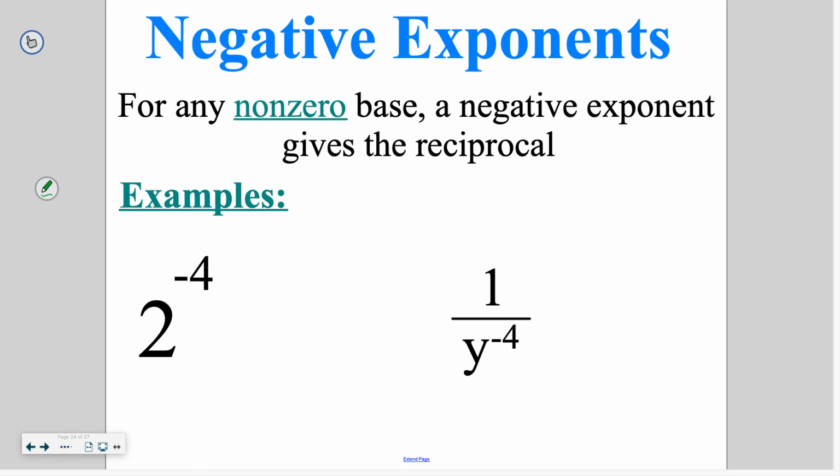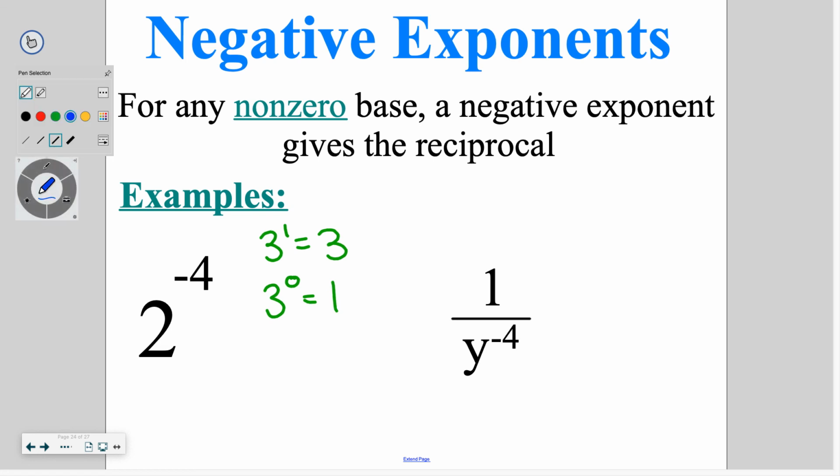Last thing we're going to talk about is negative exponents and what those mean. So for any non-zero base, a negative exponent gives the reciprocal. So what this means is as we were going down and doing that 0 power, I already established that 3 to the 1 is 3, 3 to the 0 gives us 1. What happens when we go into that negative power?